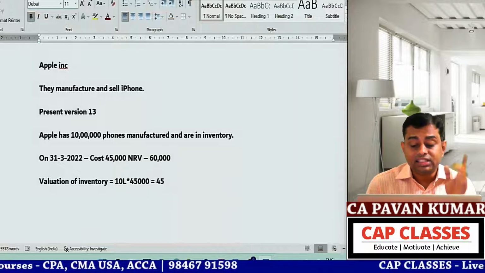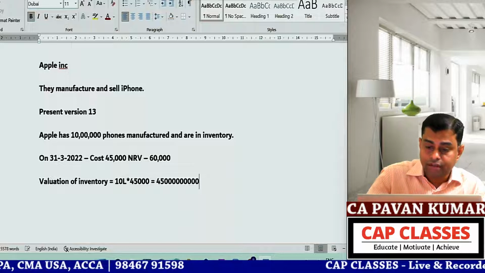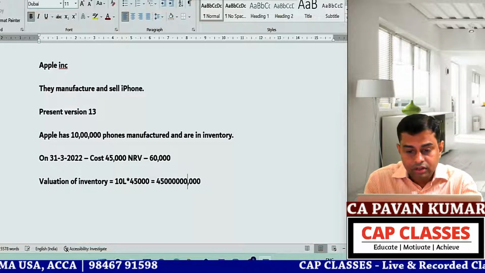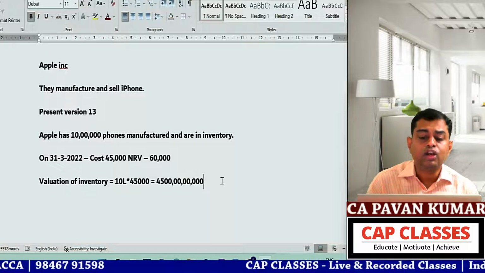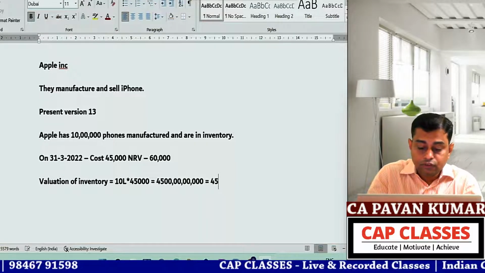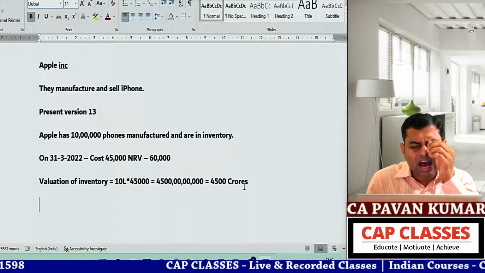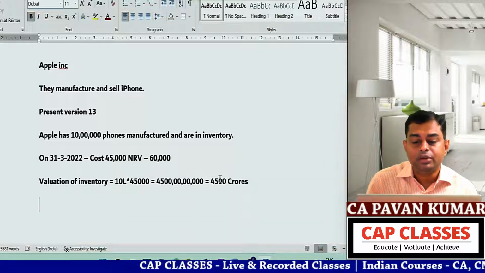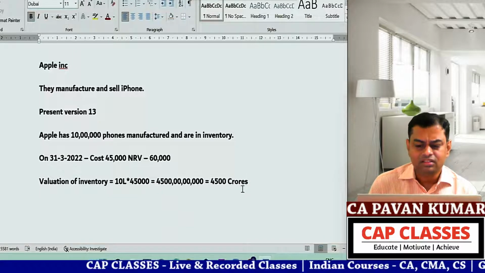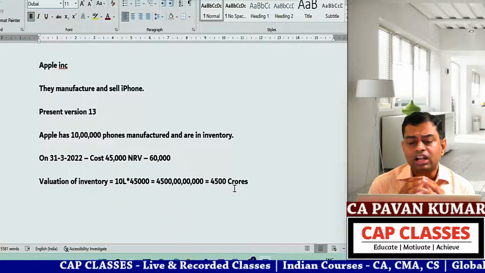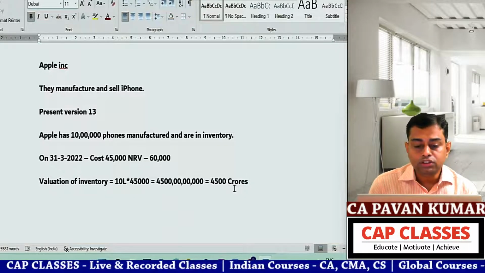In 10 lakhs, 6 zeros are there. In 45,000, 3 zeros are there. So it is 4,500 crores. Considering the size of Apple, this is a nonsense example, because 4,500 crores is a very small amount for that. But still, say you are considering only one geography or one store. So 4,500 crores is the inventory.